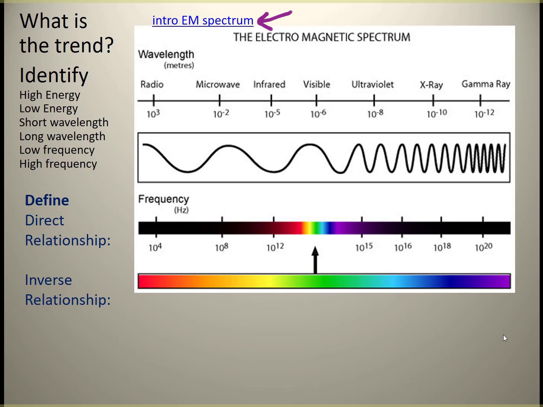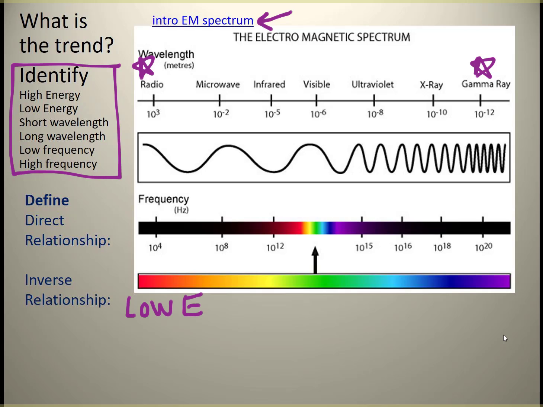But we can look at this picture, and I would like to identify where is there high energy, where's there low energy, short wavelength, long wavelength, low frequency, and high frequency. So let's go ahead and put that on here. So looking at this, I have gamma rays on this side and radio waves on this side. I see that as far as the energy goes, this is where there's low energy. Gamma rays have high energy, and I know that because they can kill me.